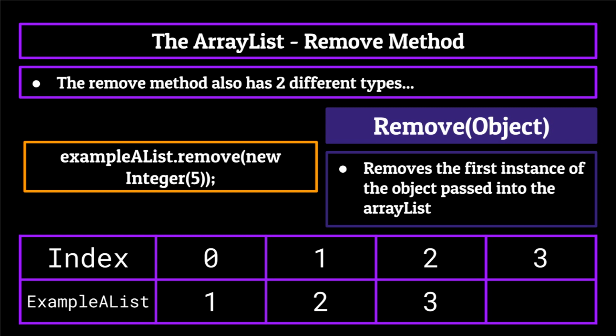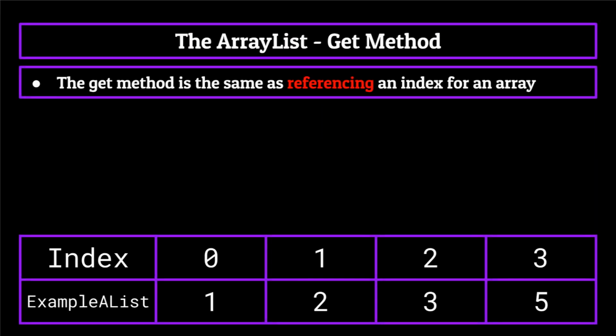Now I quite like the number 5, so I'm actually not going to permanently remove it from the array list just yet. Up next is the get method. Now the get method is pretty much the same as referencing an index for an array.